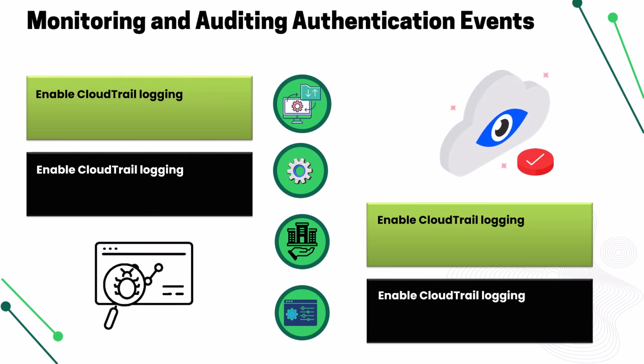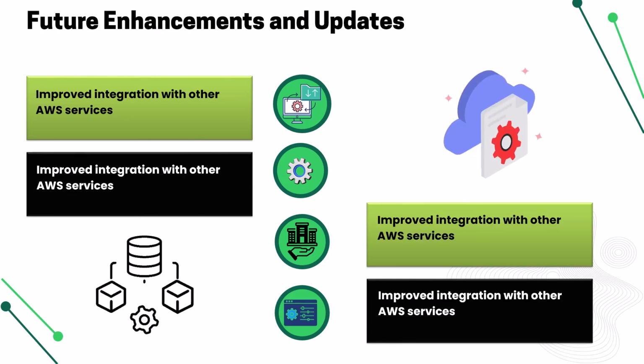Monitoring is like keeping an eye on your house when you're away. First, enable CloudTrail logging. It's your security camera. Then analyze access patterns, who's coming in and out. Set up alerts for anomalies because if something unusual happens, we need to know ASAP. Lastly, regularly audit access permissions to make sure everything stays locked down tight. No unwanted guests here.